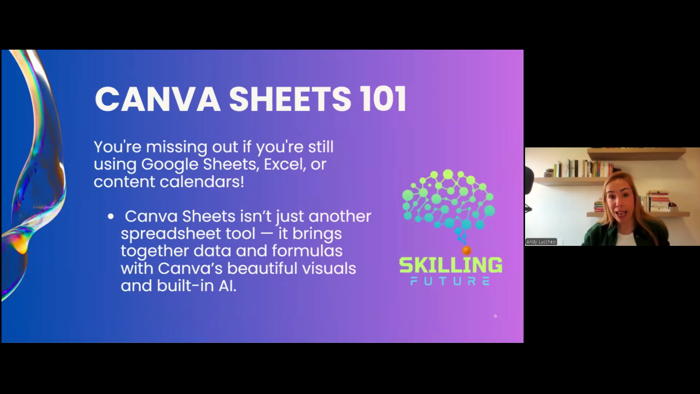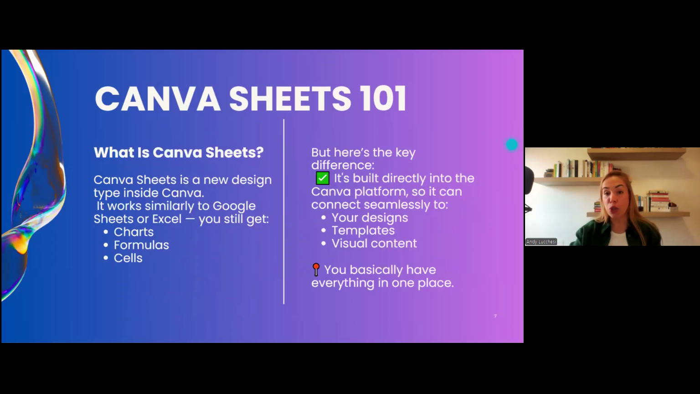Now, when we're talking about Canva Sheets, it is important for us to understand that it is okay if we're still using Google Sheets, Excel, or content calendars, but as the people from Canva put it, they have put together not only the design, but also the formulas. So Canva Sheets is a collection of opportunities for us to discover. We still have the charts, the formulas, and the cells, but they have implemented designs, templates, and visual content to make our lives a lot easier.